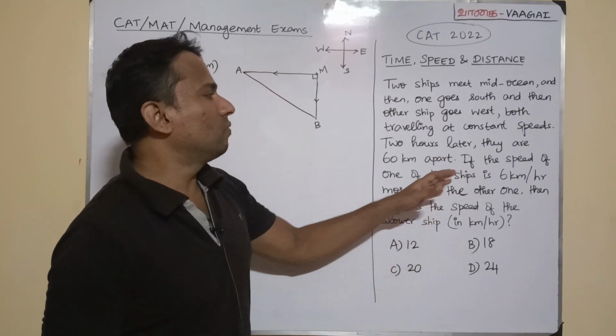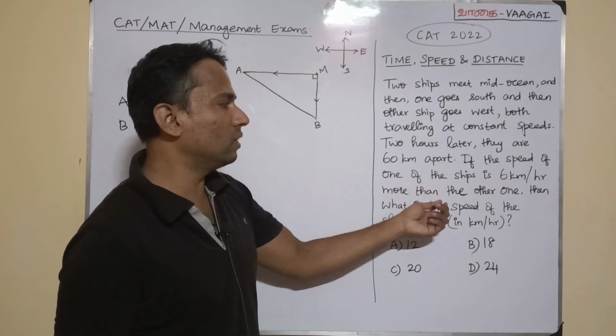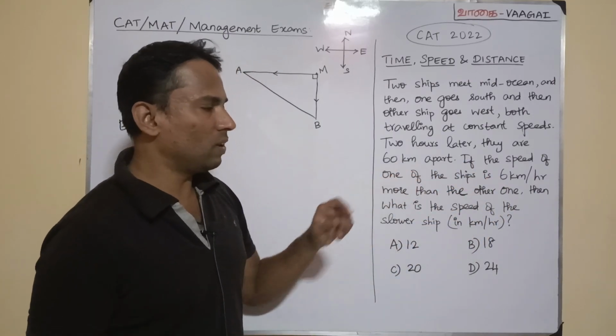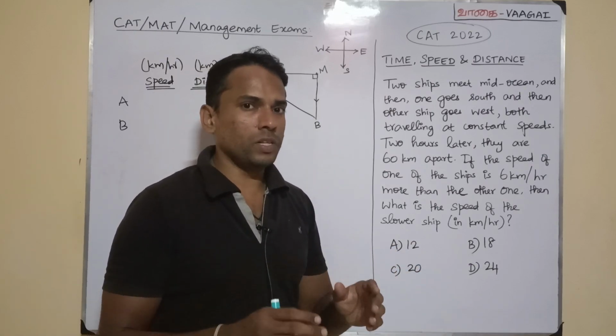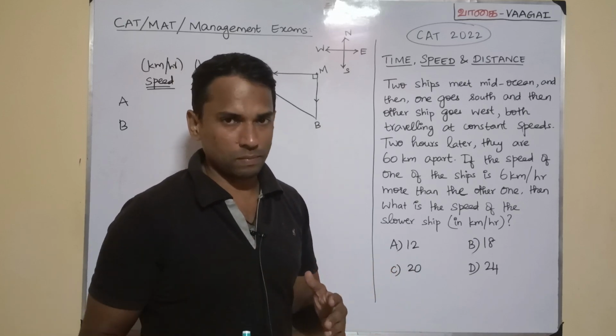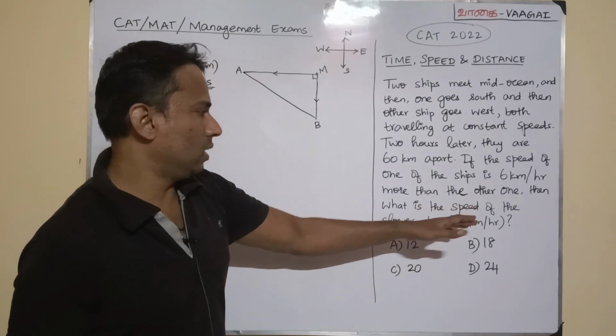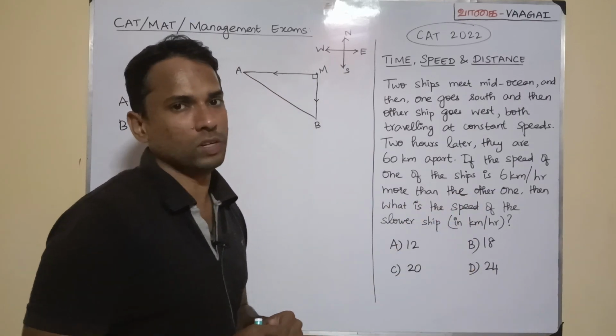If the speed of one of the ships is 6 kilometers per hour more than the other one, note it very clearly, they are now comparing the speeds of the ships. One of them is going to be 6 kilometers per hour more than the other. Then what is the speed of the slower ship in kilometers per hour? This is going to be the question.